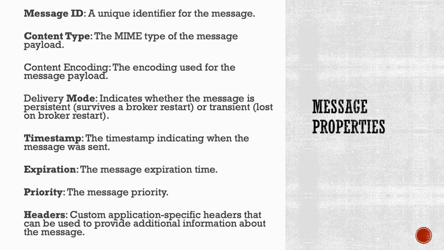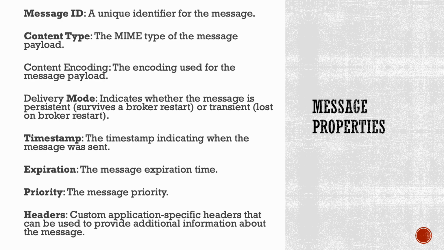Message properties provide additional metadata and control over how RabbitMQ handles the message. The properties include Message ID. The message ID is a unique identifier assigned to each message published in RabbitMQ. It helps to uniquely identify and track messages within the system. Message IDs are typically generated by the publisher or can be assigned by RabbitMQ itself.